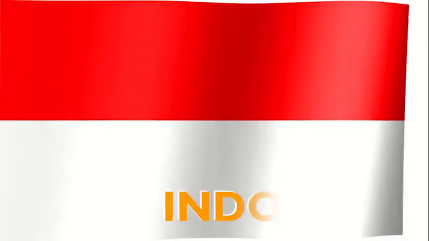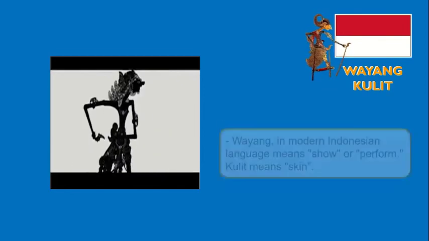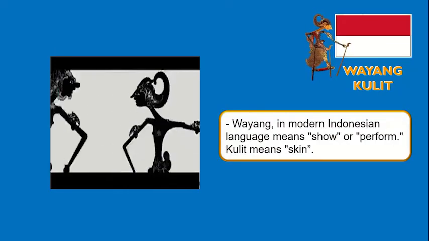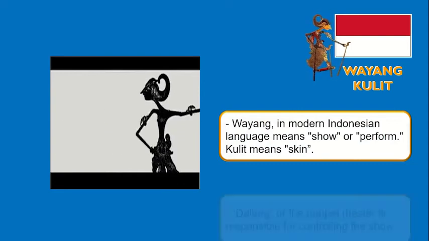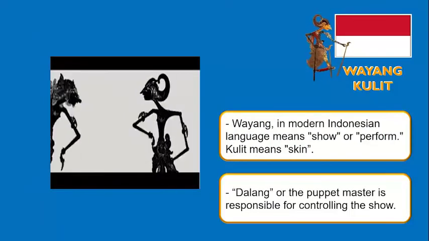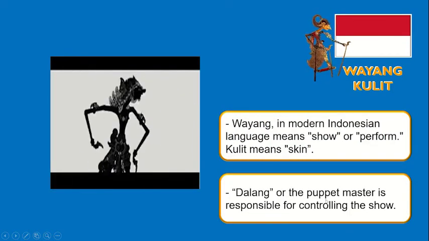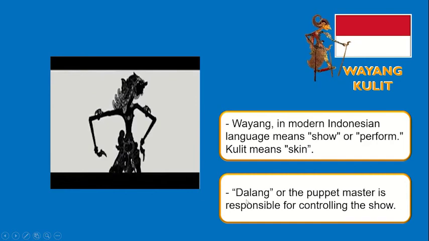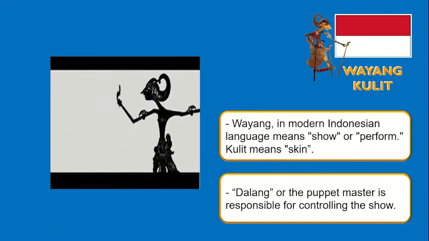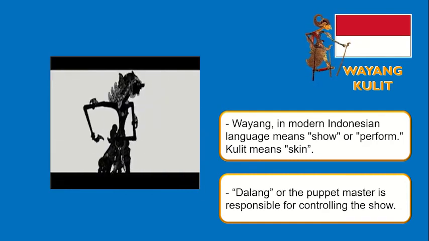Let's have first Indonesia. Indonesia is very famous for wayang kulit. Wayang means show and kulit means skin. These puppets are controlled by what we call a puppet master or dalang. Let's get to know the history of wayang kulit.